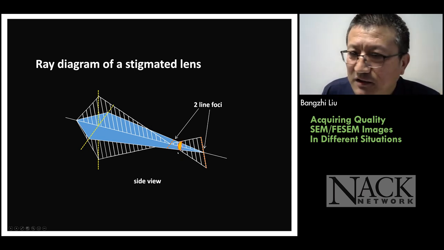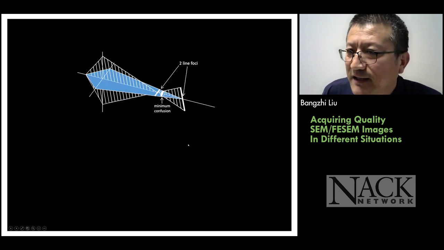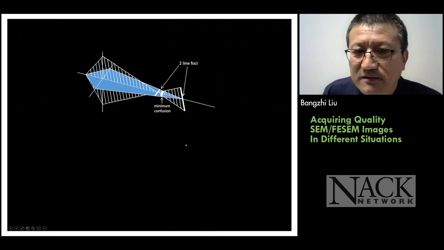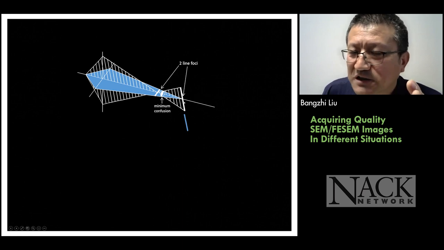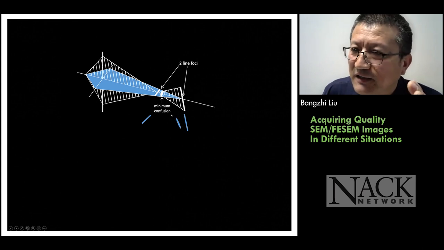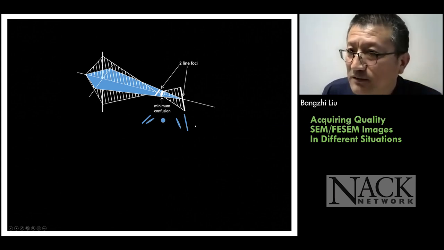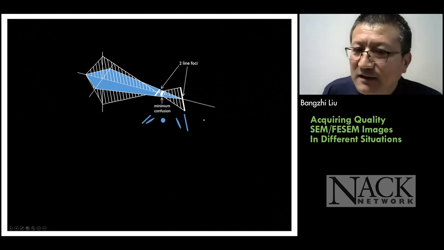So at the center, when you section the beam, you're going to have a transition point called the minimal confusion right here. But now let's look at how this will affect the image. When you section the beam, you can have a line here, you can have a line here. If you go a little closer, you're going to have an oval shape pointing to slightly different directions. If you have astigmatism, that's what you're going to see.